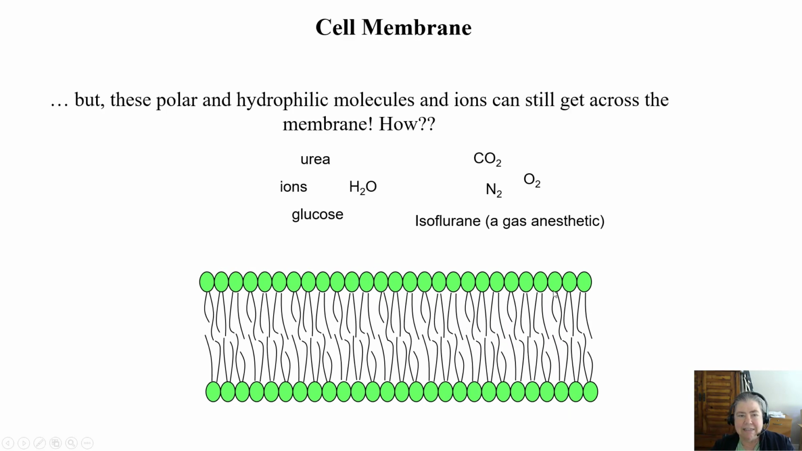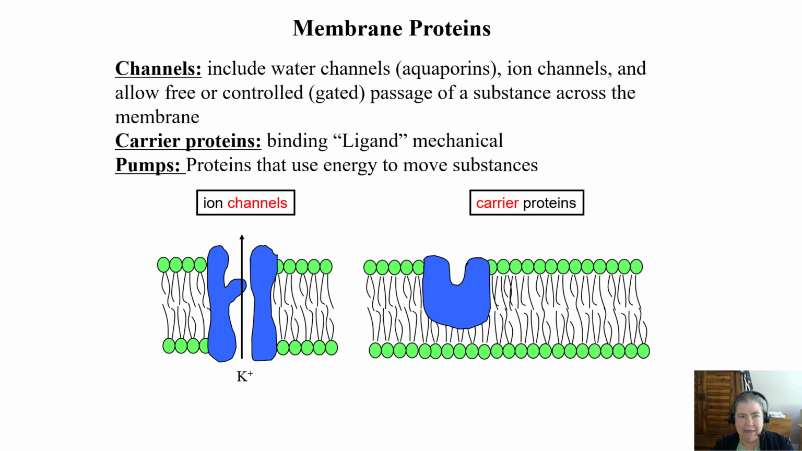So how do those things on this side get across the membrane? Let's talk about diffusion first. The gases simply diffuse. Isoflurane, like halothane, is another gaseous anesthetic, but gases can diffuse across cell membranes. These other substances need help, and we're going to talk about the kinds of help that they need.